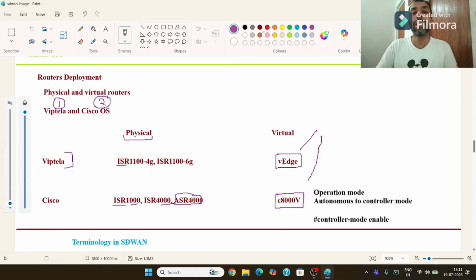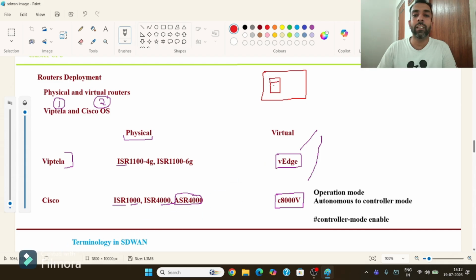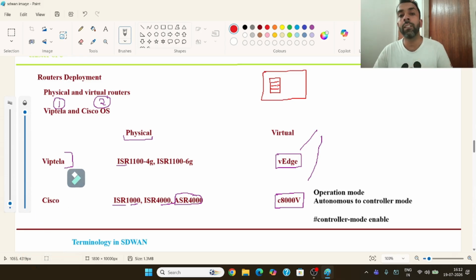Come on. Let's take one example. You have a branch office. This branch office is a small branch office. You already have a physical server in this particular branch office, and you don't want to maintain an extra hardware device. What you can do is you can take the connection from your ISP to the server, and on this server you can install one of the virtual images of routers.